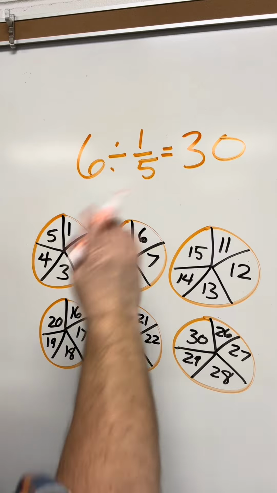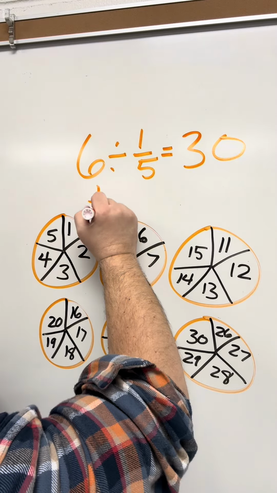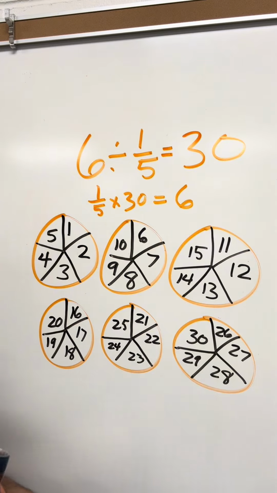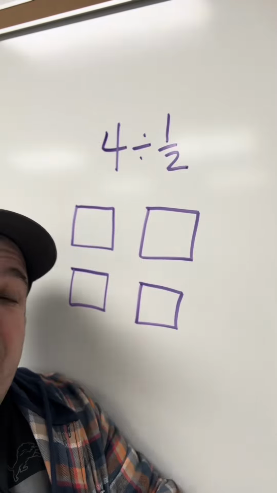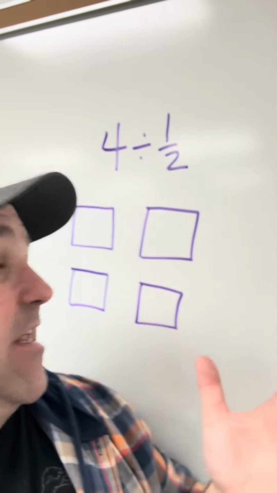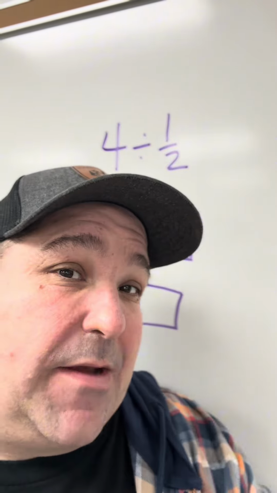And we could also do our opposite multiplication again. 1/5 times 30 does give us 6 whole pieces. Let's look at 4 divided by 1/2. Let's say you got 4 hours set aside to watch your favorite show. Each episode's about a half hour. So how many episodes are you going to watch?